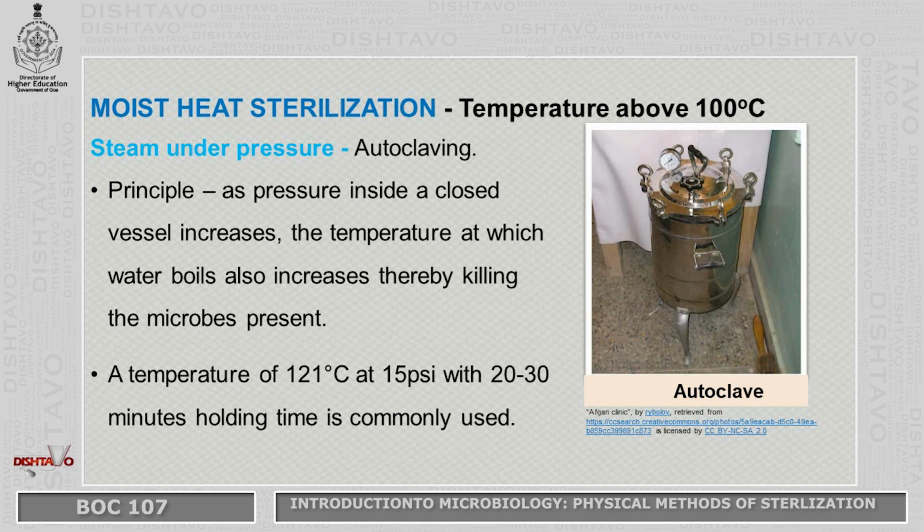Moist sterilization at a temperature above 100 degrees Celsius, steam under pressure. Over here the autoclaving method is used. The principle followed is that as the pressure inside a closed vessel increases, the temperature at which water boils also increases, thereby killing the microbes present. A temperature of 121 degrees Celsius at 15 psi with a holding time of 20 to 30 minutes is commonly used. This is the image of the autoclave.